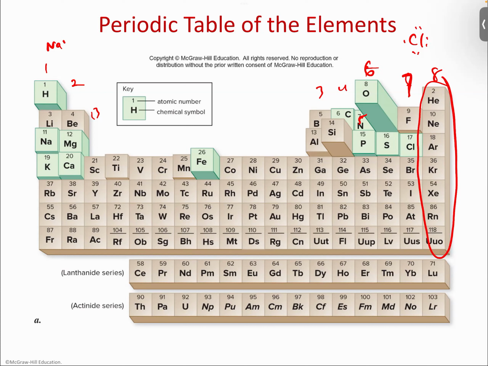And with chlorine, it's the same thing. Chlorine could either lose 7 or gain 1. Which one's easier? Gain 1. But they're really, really close, aren't they? Let's take a look at carbon. Carbon is 4. What does carbon need to do?